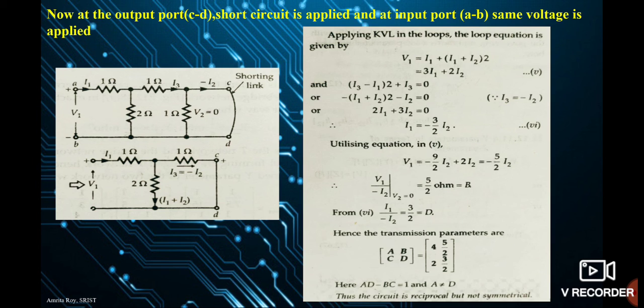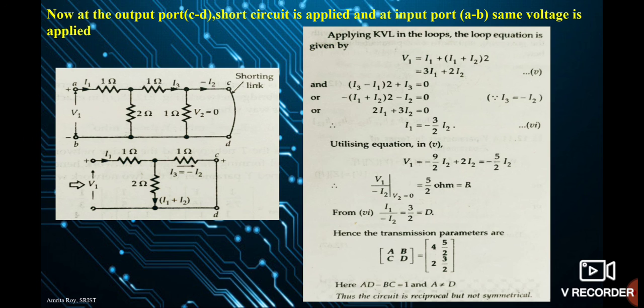Now utilizing this in equation 5, we get V1 equals minus 9 by 2 into I2 plus 2I2, which equals minus 5 by 2 into I2. So V1 divided by minus I2 gives us 5 by 2 ohm, that is the parameter B, and from equation 6 we get I1 divided by minus I2, that is 3 by 2, the parameter D. Hence the transmission parameters are: A is 4, B is 5 by 2, C is 2, and D is 3 by 2.